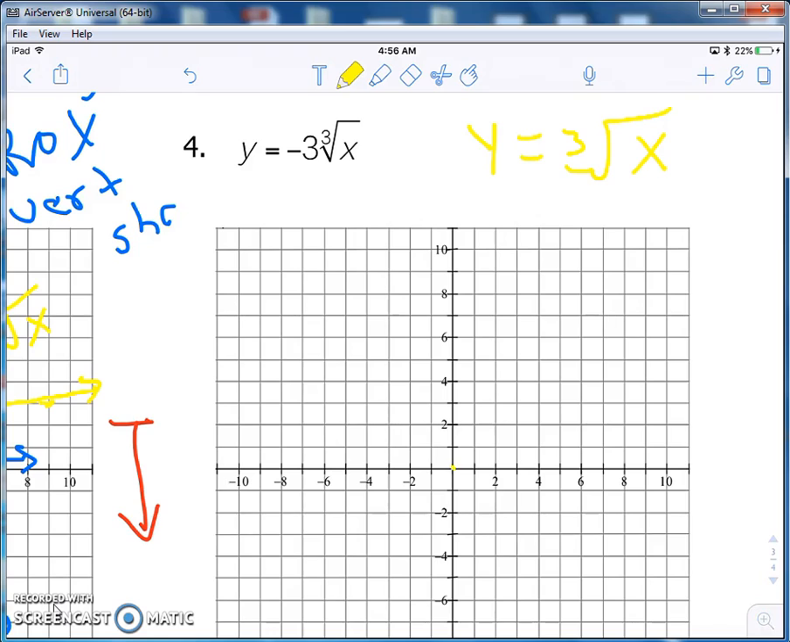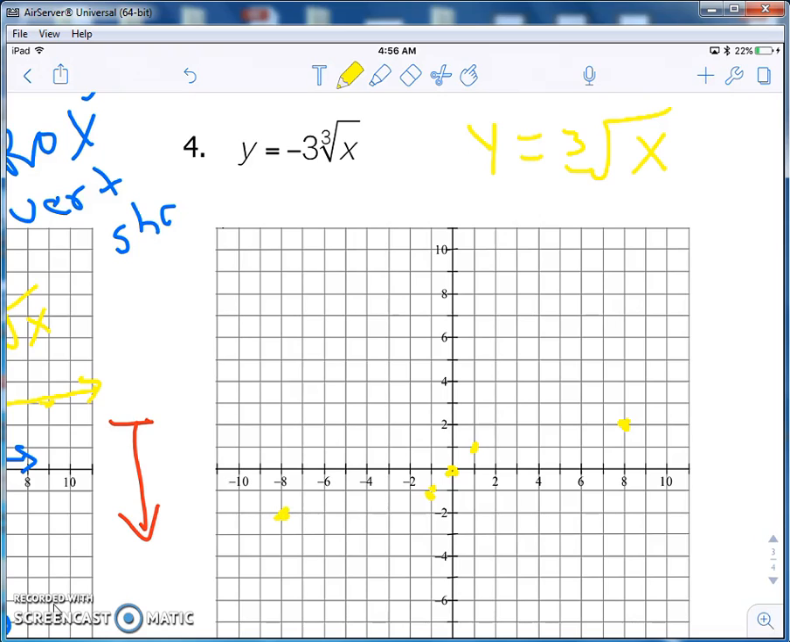When x is 0, y is 0. When x is 1, y is 1. But also when x is negative 1, y is negative 1. Our next cube root is 8. So if we put in 8 for x, we get out 2 for y. But since cube roots can handle negatives, we can put in negative 8 for x and get negative 2 for y.